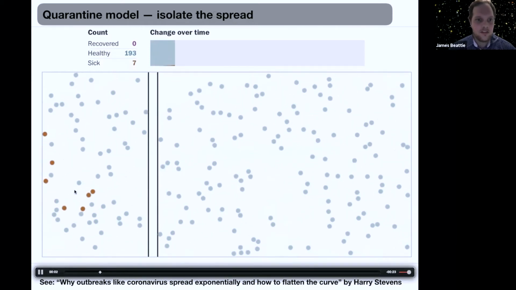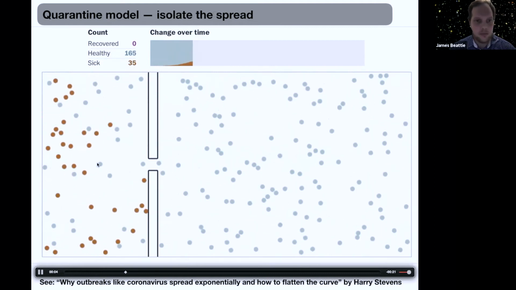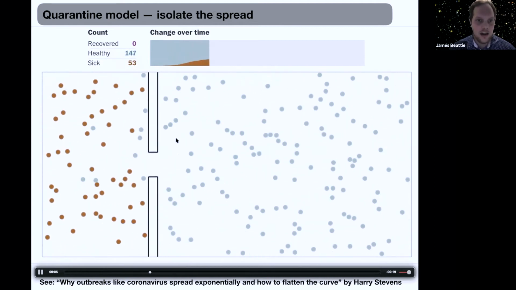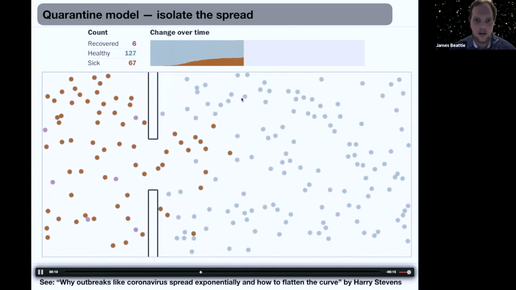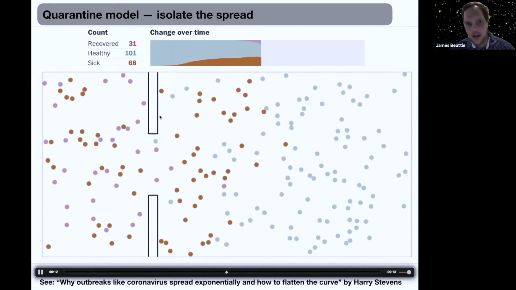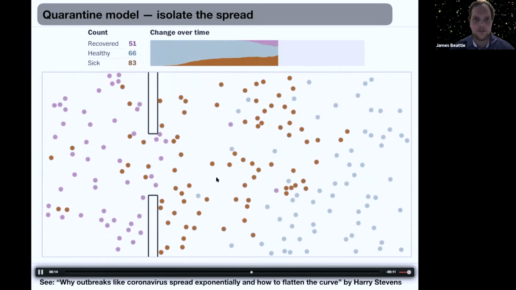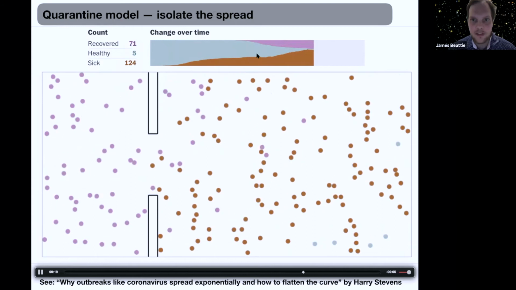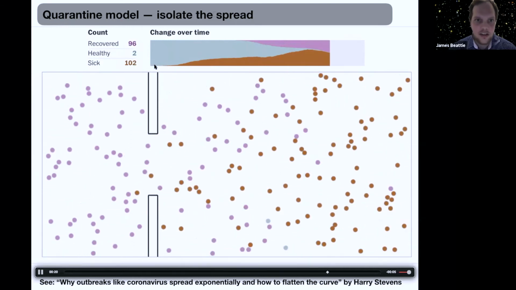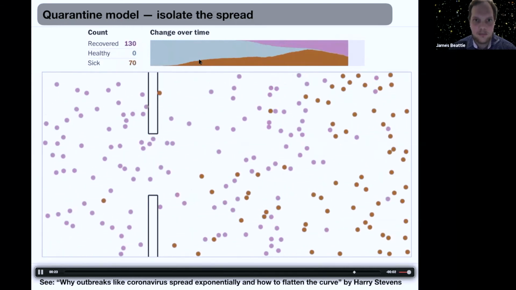So you see the virus is doing what it was doing before, interacting with people, spreading the sickness, and our isolation is slowly relaxing as well. So we're opening up some interaction between the entire population and this isolated population. You can see our curve is very different from before already. Very interesting, our curve actually is much, much longer.